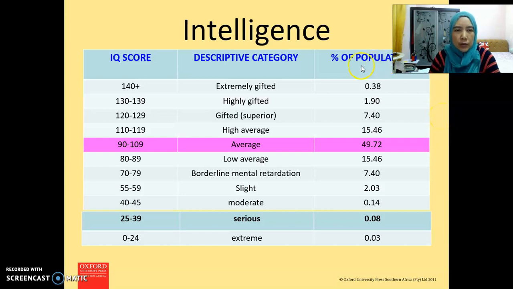Okay, moving on to intelligence, but this slide is just a continuation of the previous slide. So just to show you that these are considered the average IQ, and above is considered IQ over average, and below is considered IQ lower than average. Above can be from high average to extremely gifted. Below ranges from low average to extreme, considered as retarded or a problem in terms of intelligence.